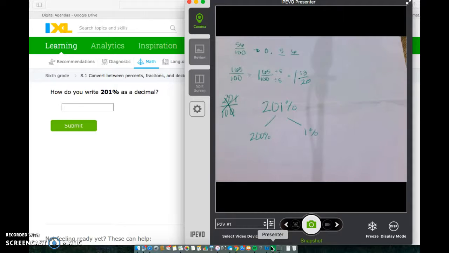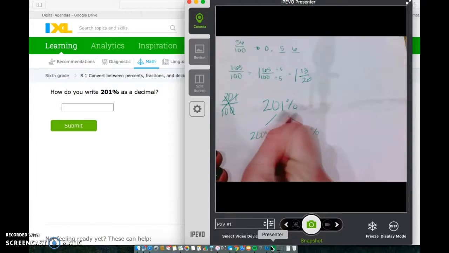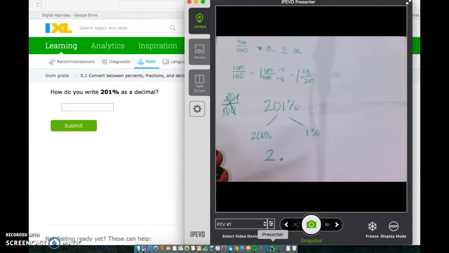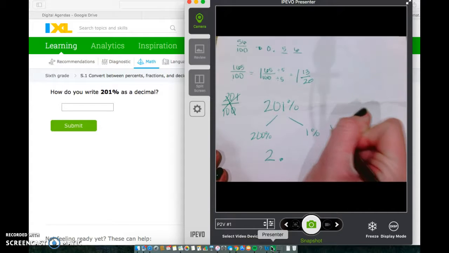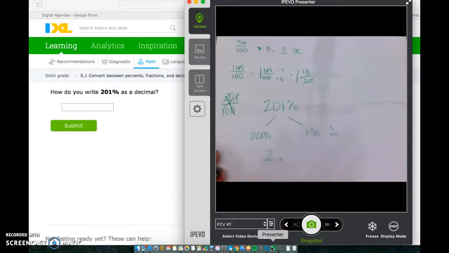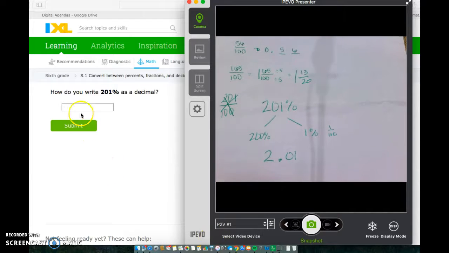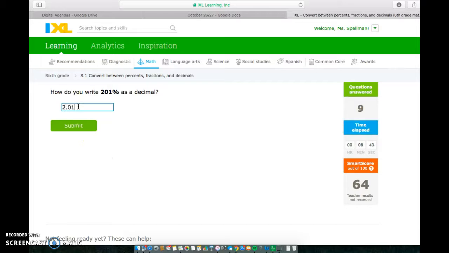The reason I broke it up into hundreds and anything less than 100 is because we know if we have a full 100%, then we have a whole number. So if I have 200%, I have the whole number 2. And now I have 1% left. 1% looks like 1 over 100. And in order for a fraction to be out of 100, I must have 2 spots beyond the decimal, so it would be 0, 1. 2.01, and you just write it exactly that way.